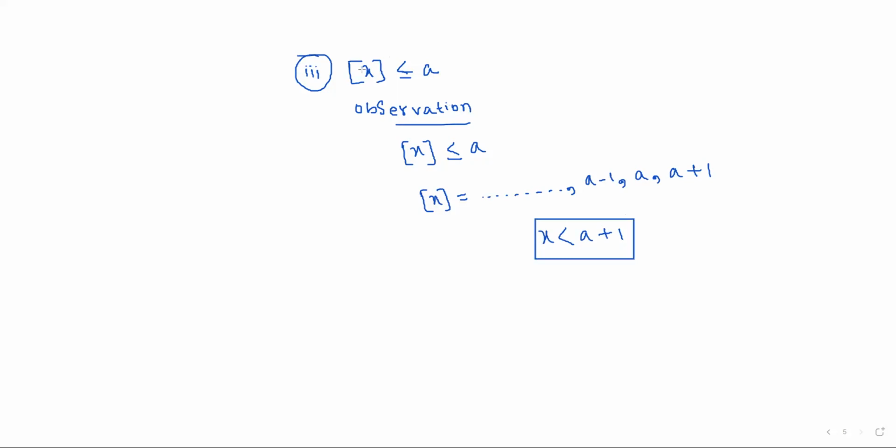लेस देन इक्वल टू a मतलब व्हाट इज हैपनिंग, a माइनस वन। तो whenever get a minus one, then x should lie between a minus one to a. Whenever get a, x should lie between a to a plus one, and whenever get a plus one, x should lie between a plus one to a plus two. So what is the general answer? General answer will be x is less than a plus one. This will be clear to all?